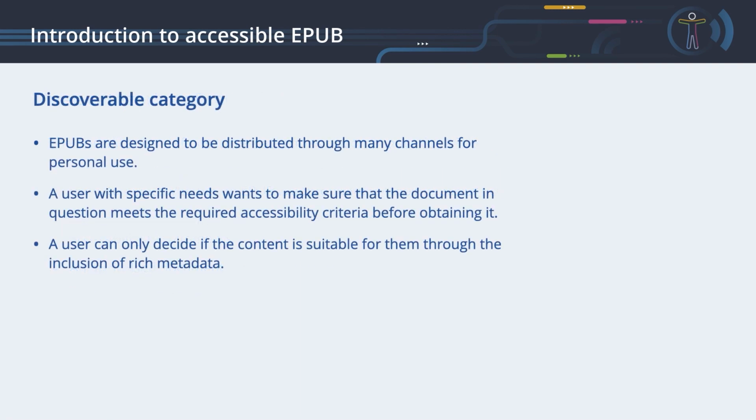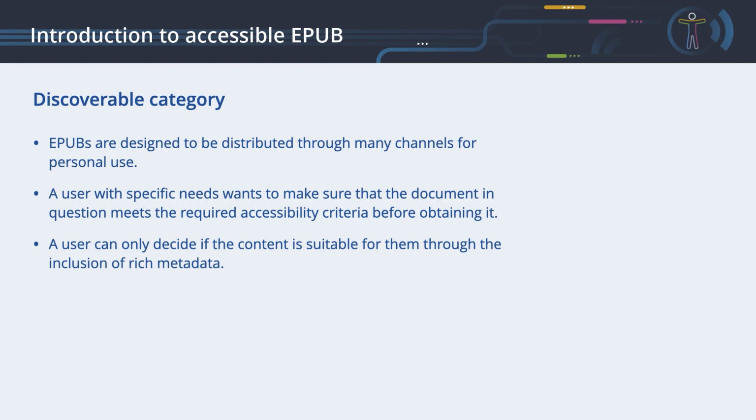Discoverable category. Unlike web pages, EPUBs are designed to be distributed through many channels for personal use. A consequence of this model is that specific details about the accessibility of a publication need to travel with it. An online bookshop receiving content from different sources does not know the production quality that has gone into each submission, so can only convey to consumers what is present in each publication's metadata.